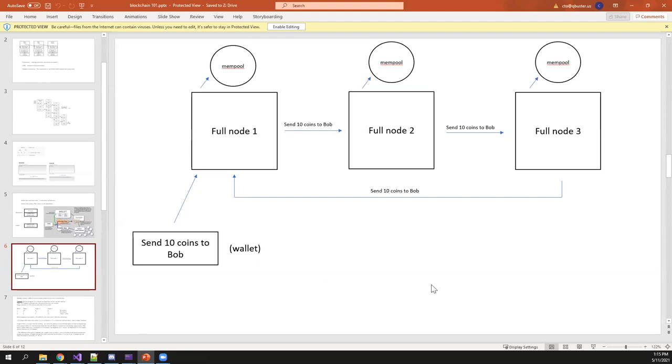For every transaction that the full node gets, it tells all the other nodes, and all the nodes are constantly talking back and forth to each other. So full node 1 tells full node 2, hey, send 10 coins to Bob. Full node 2 tells full node 3. Full node 3 will also go back and tell full node 1, hey, send 10 coins to Bob. But because I've assigned a transaction ID, full node 1 won't do it again. It'll say, oh, I already know about that one, I'm going to disregard it. And so the mempool will hold all the pending transactions waiting to be mined.